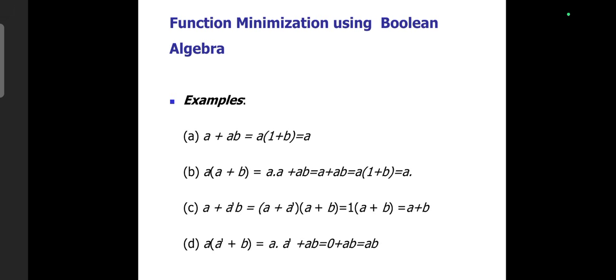Now one of the primary objectives in digital design is to reduce the complexity of a Boolean expression. Consider the expression a plus ab. By taking a as common, we obtain a into 1 plus b. Since 1 plus b equals 1, the final result is simply a. Notice how a two-term expression has been reduced to a single variable. This means fewer logic gates are required in the final circuit. So function minimization helps achieve reduced hardware cost, lower power consumption, faster operation, and improved reliability.